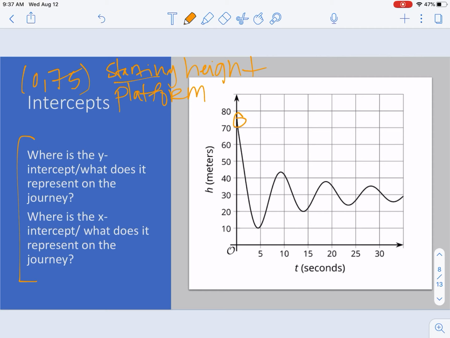Then we talked about the x-intercept. We looked here and said it doesn't actually ever cross the x-axis. And if this keeps doing this on its way out, it's not going to get there. So we don't have an x-intercept. But we asked, what would it mean? Well, if we're 0 meters above the river, then if we actually had an x-intercept, it would represent hitting the river.